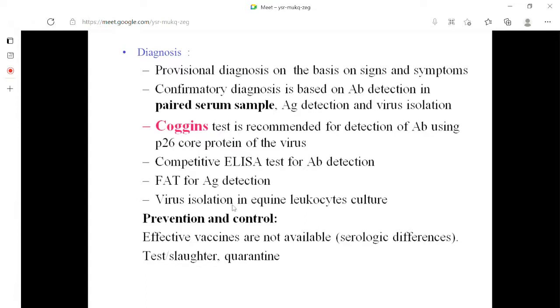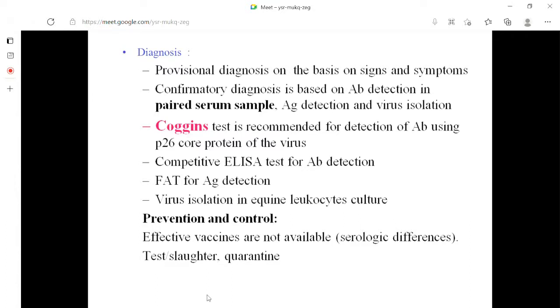And the virus can be isolated in the equine leukocyte cultures and can be detected subsequently by the AZID test. So because of a lot of serological differences among the strains, the effective vaccines are not available to control the disease till now. Although I said that the recombinant vaccines were tried in some countries, commercially it's not available. So it is the test and slaughter policy we should adopt so as to control the disease.